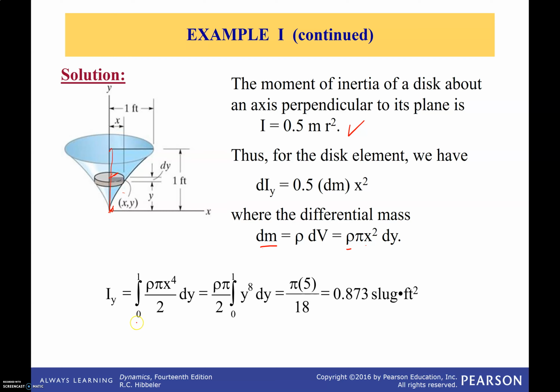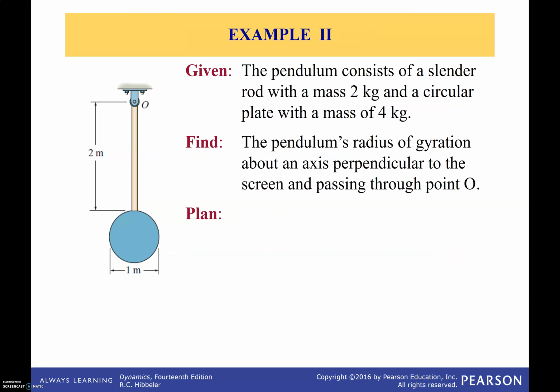If I write that integral, the integral from 0 to 1 of diy, and diy is equal to 1/2 dm, which is rho dv, times x squared, and dv is this quantity here, so that's why you get this x to the fourth here. This is a very simple integral, and then you get this value here for the moment of inertia.